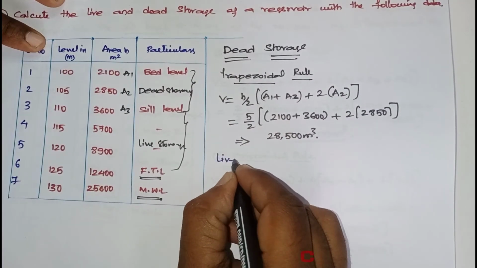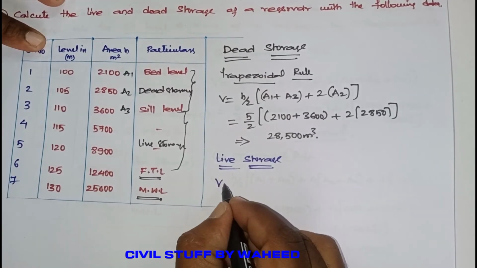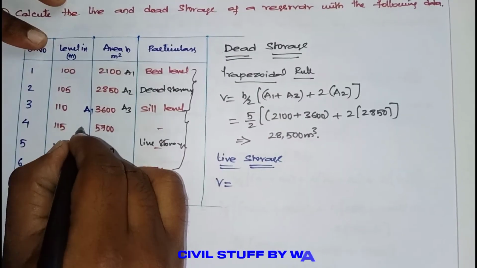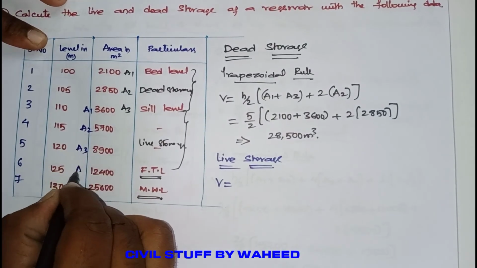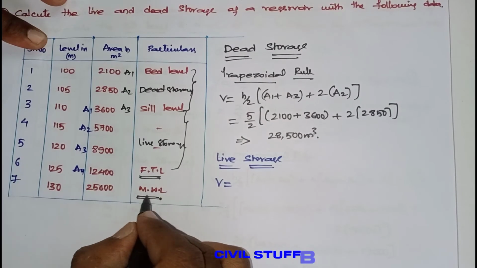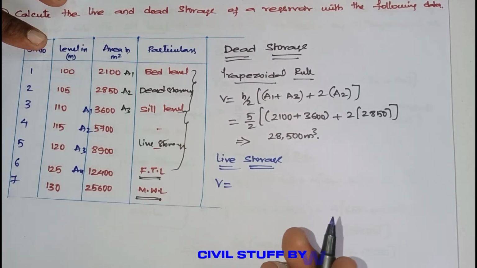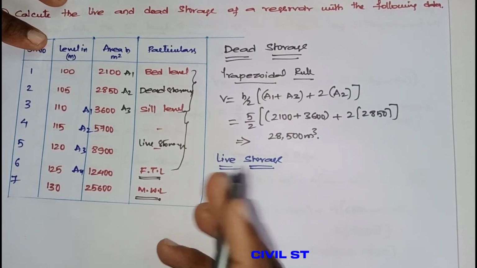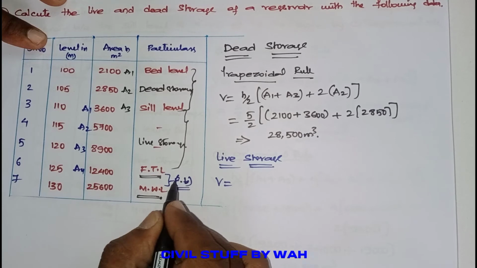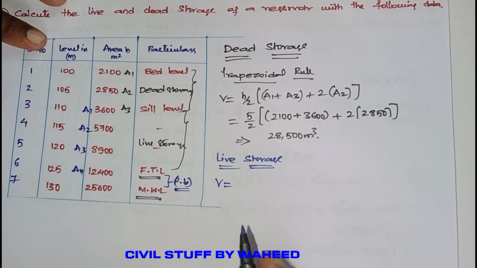Next we'll go with the live storage, same formula. Now here this one will be A1, A2, A3, A4. Why am I not taking this one? This is only the maximum water level, which will be reached at the time of floods. Up to full tank level it's live storage. Above that it is freeboard. In between these two there is freeboard, which will be included only at times of floods, overflooding, like that.